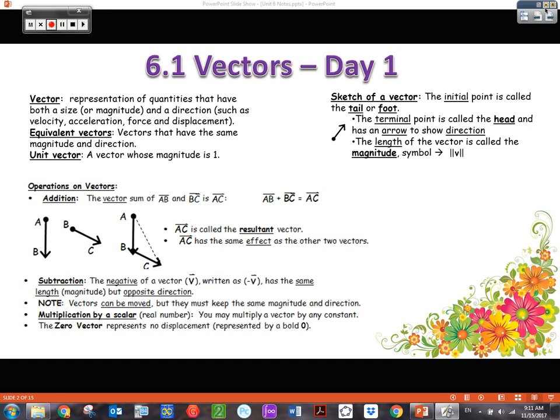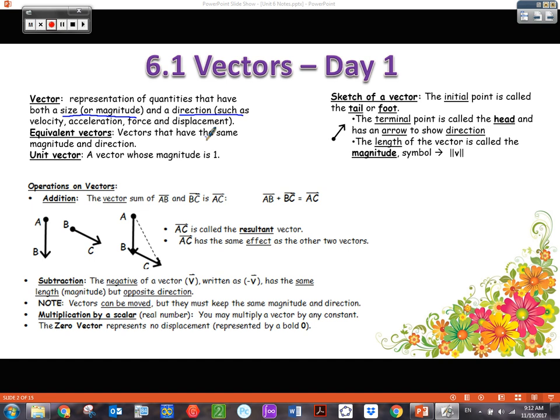What is a vector? Well, a vector is an object that represents two different quantities. Size or magnitude and direction, both of them. Some examples of what we might use a vector to describe would be velocity, acceleration, force, displacement. All those are things that we can use vectors to describe. So we're looking at magnitude or size and direction.